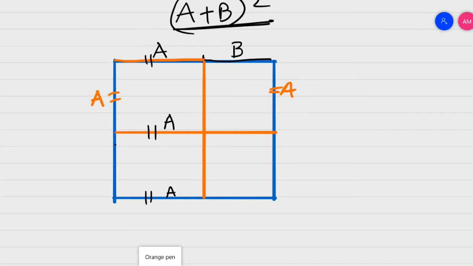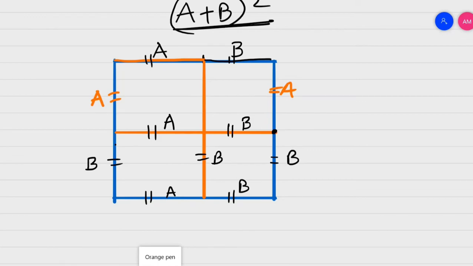Similarly, you see this part is B. So this part is also B and this part is also B. Since this part is A, this part is also A. That means the whole is A plus B. So here, if this is A, this one is B, this one is also B, and this one is also equal to B.